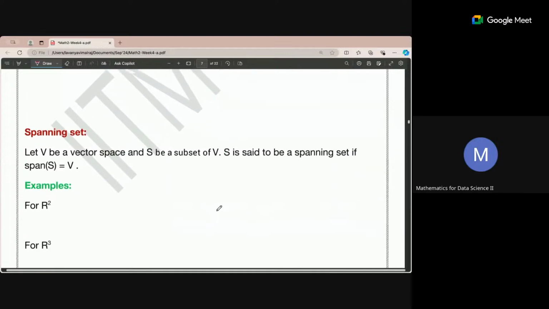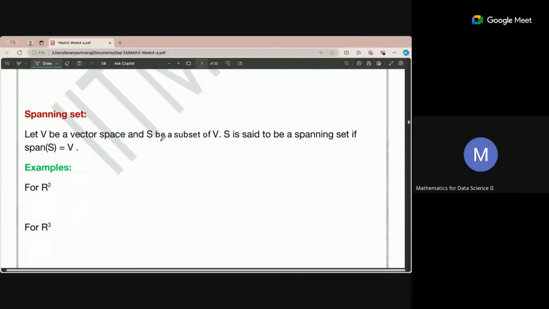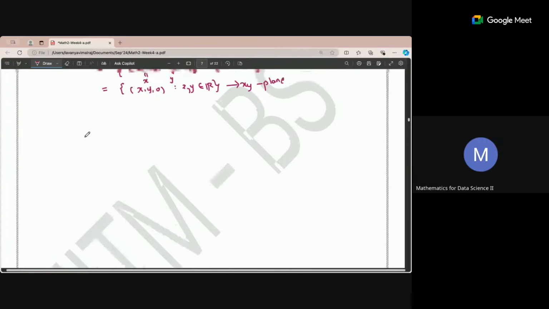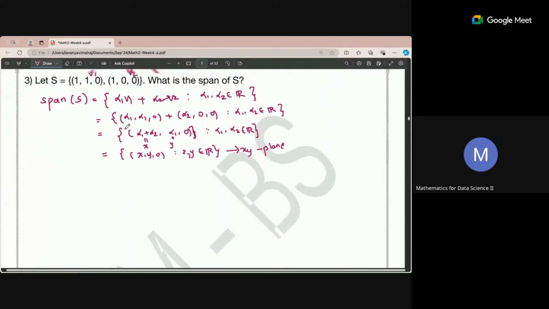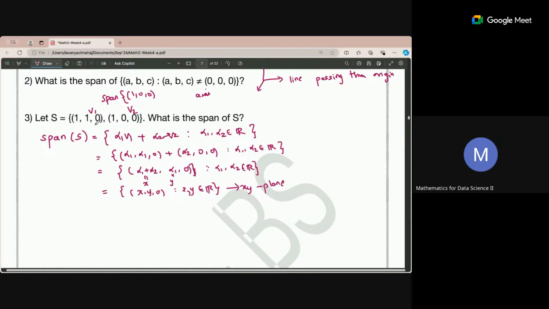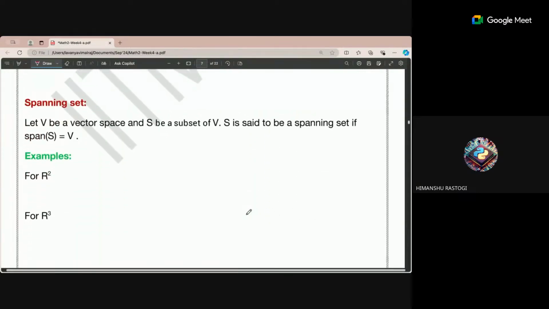Let me tell again. Suppose you have a vector space V and you are able to find a subset S of V such that the span of S is V, then S is called a spanning set of V. For example, for the XY plane, these two vectors form a set S which is a spanning set for the XY plane. This spanning set is not unique.